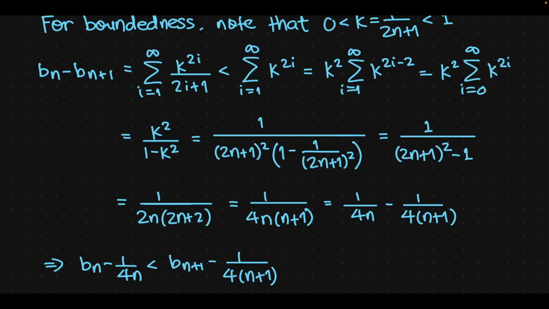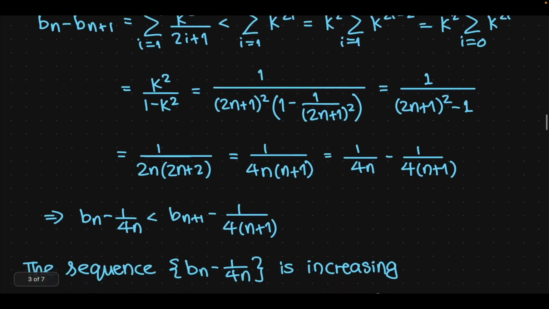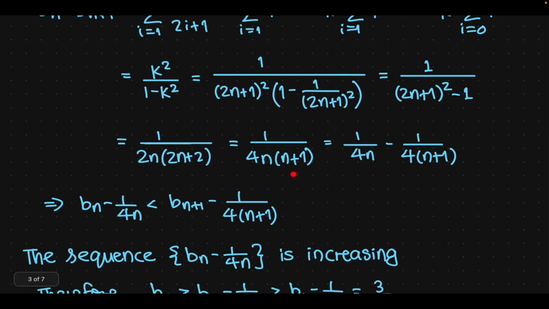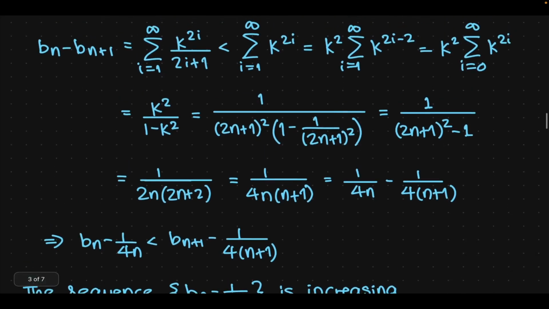We get k squared divided by 1 minus k squared equals, we can substitute for what k was, 1 over 2n plus 1 squared times 1 minus 1 over 2n plus 1 squared equals 1 over 2n plus 1 squared minus 1. This is just algebra, which we can write as 1 over 2n times 2n plus 2 equals 1 over 4n times n plus 1. And we can split this as a partial fraction as 1 over 4n minus 1 over 4 times n plus 1. But we know all this was greater than bn minus bn plus 1.